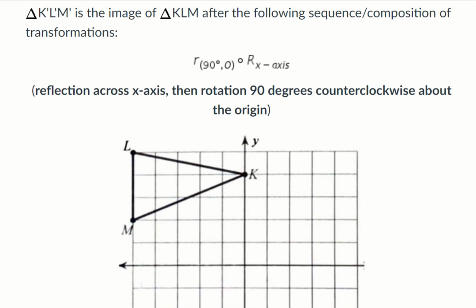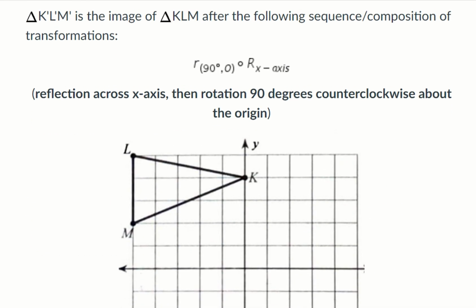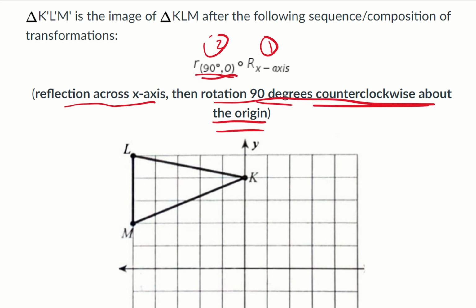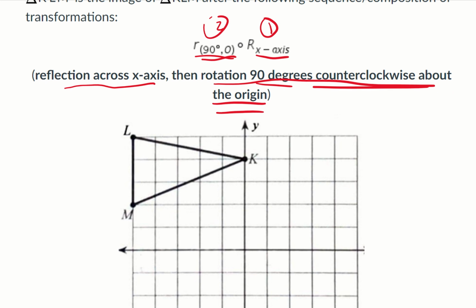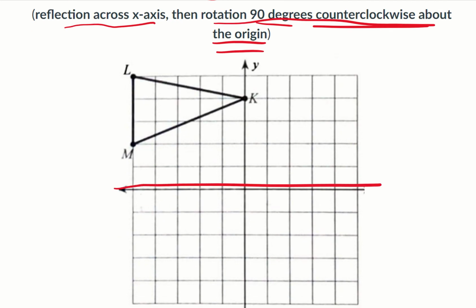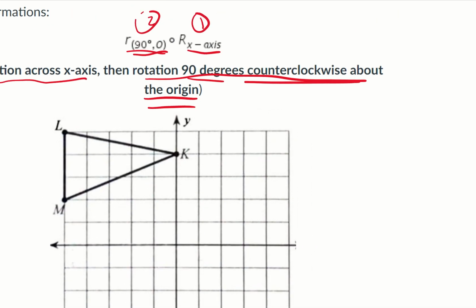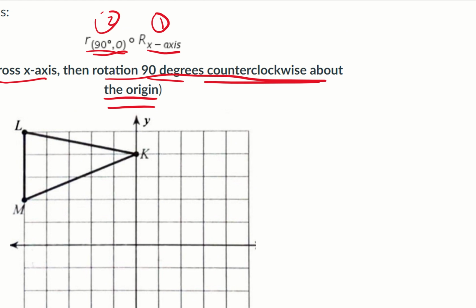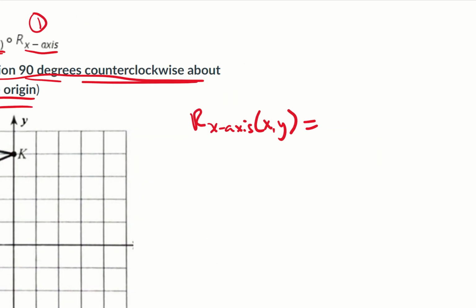All right, so the next one, got another triangle. Got two different transformations. Remember, right to left. So reflection about the x-axis, which that's what it says here, and then a rotation 90 degrees counterclockwise about the origin, which that says there. Okay, so we're going to reflect about the x-axis. So we're reflecting about this guy right here. And so if I want to do that, let's go ahead and show you the rule for that. So the rule for reflecting about the x-axis is that the y changes coordinate.